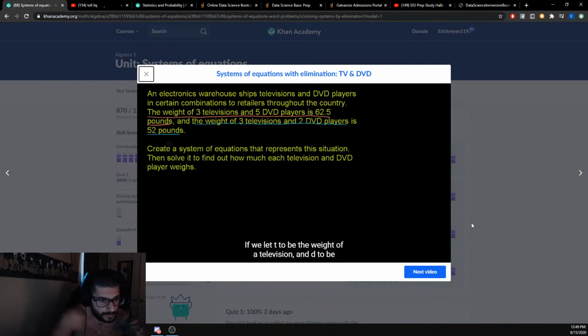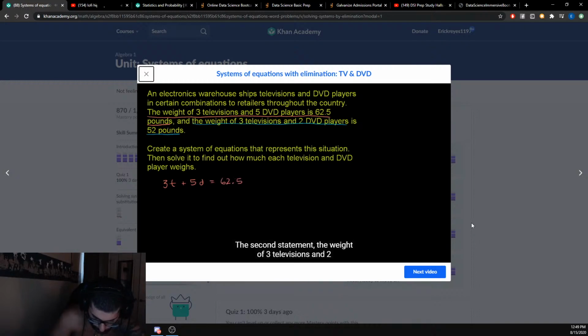If we let T be the weight of a television and D be the weight of a DVD player, this first statement says that 3 times the weight of a television, or 3 televisions, plus 5 times the weight of a DVD player is going to be equal to 62.5 pounds. That's exactly what this first statement is telling us.